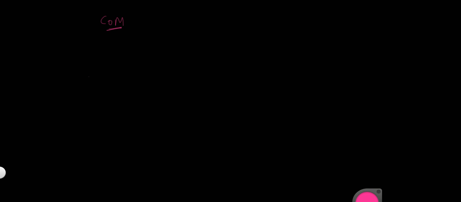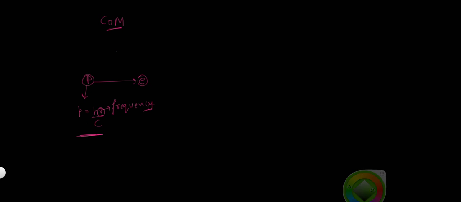Alright, so we have a photon, the initially incident photon, and we have an electron. So let us first write the momentum of the photon. The momentum of the photon is given by h nu divided by c, and nu is the frequency. So this is the momentum of the incident photon. The momentum of the electron is 0 because it is at rest.